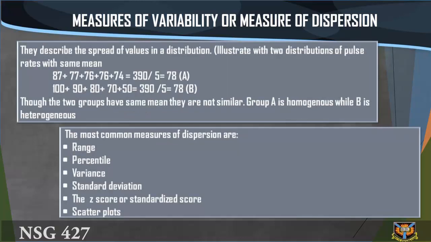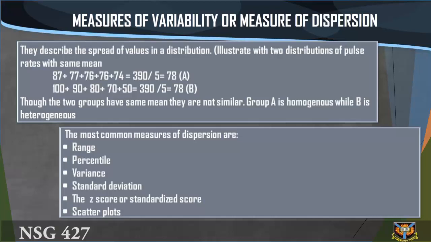Measures of variability, or measures of dispersion. They describe the spread of values in a distribution. To illustrate, take two distributions of pulse rates with the same mean. 87 plus 77 plus 76 plus 76 plus 74 is equal to 390, divided by 5 is equal to 78. 100 plus 90 plus 80 plus 70 plus 50 is equal to 390, over 5 is equal to 78. Though the two groups have the same mean, they are not similar. Group A is homogeneous while group B is heterogeneous.